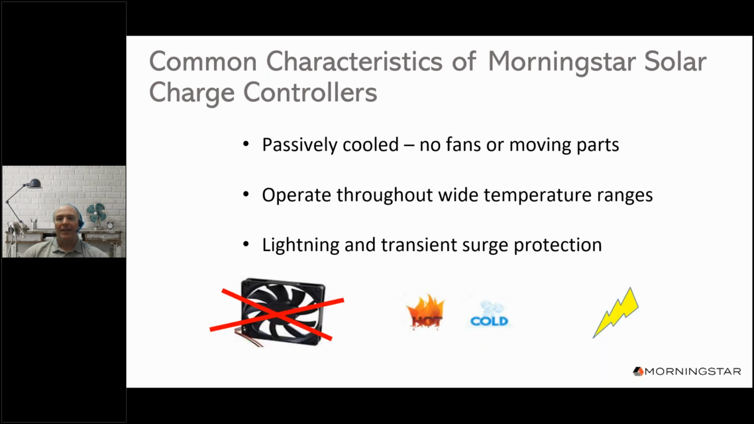Morningstar controllers are passively cooled and they have no fans or moving parts that can be a point of failure. This also keeps dust away from the circuit boards. Our controllers perform well through a wide range of temperatures, from well below freezing to well above room temperatures. So it's very common to see Morningstar controllers in some of the very cold Arctic regions of the world, as well as some of the hottest jungles and deserts. And then lastly, you see here, all of our controllers have lightning and transient surge protection.